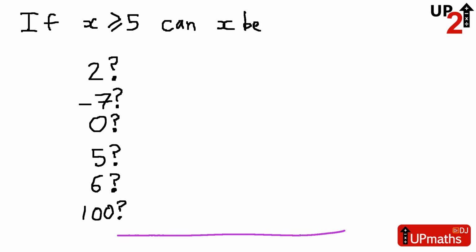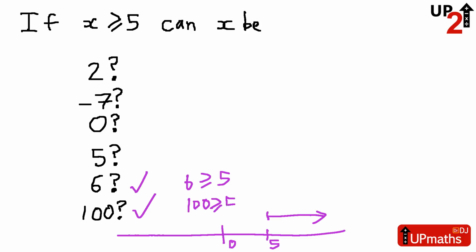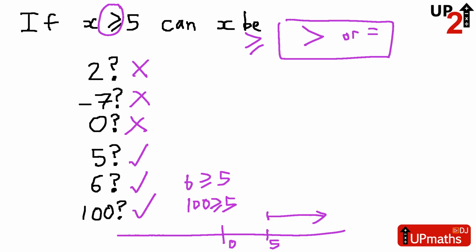This is saying x can be greater than or equal to 5. So it could be 6 and it could be 10, yeah? Because they're definitely greater than or equal to 5. It can't be 0, minus 7 or 2 because they're too small. But it can be 5 because this symbol here means it's greater than or equal to. Because it's got that extra bit at the bottom.